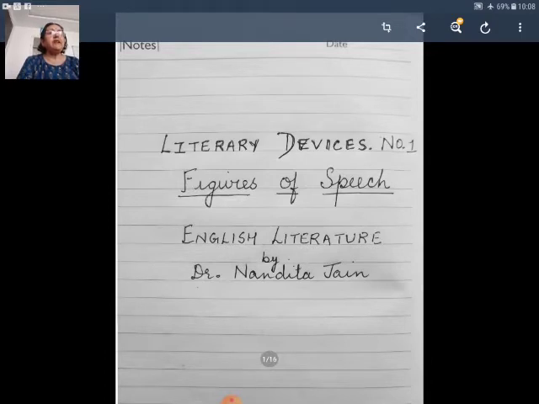Today I will be taking the literary devices in which we will be discussing the figures of speech in detail. The figures of speech in poetry are very essential structure. We have got to know what these figures of speech are and how they function in poems.